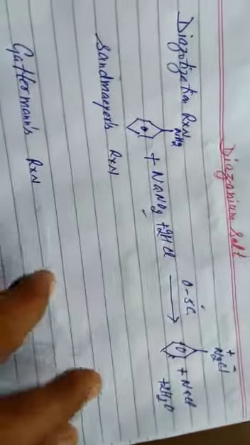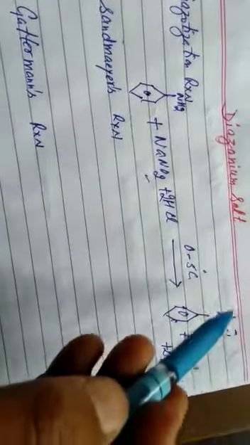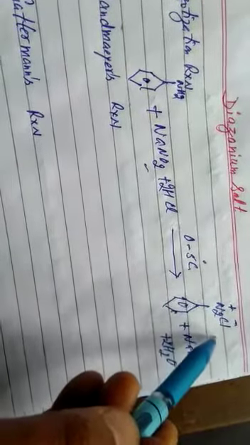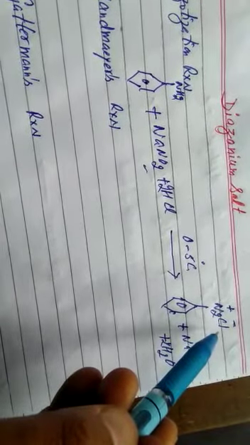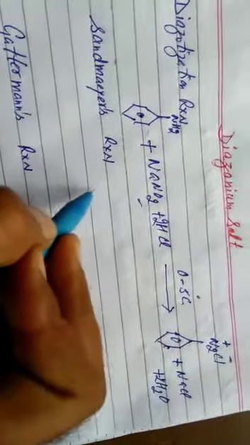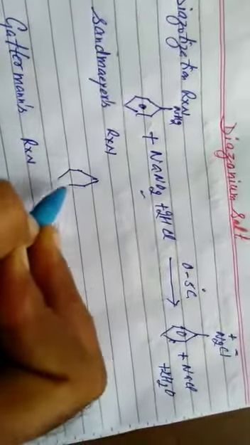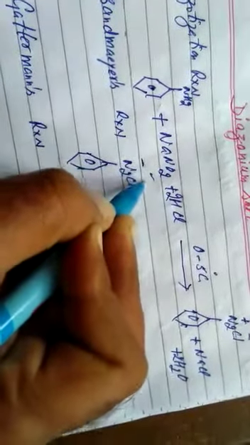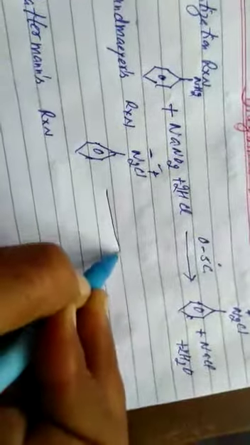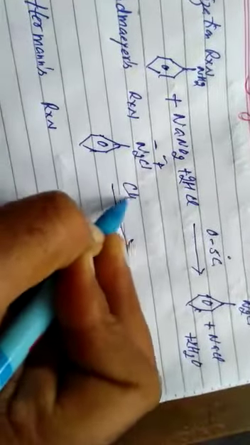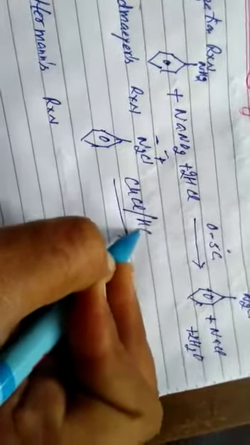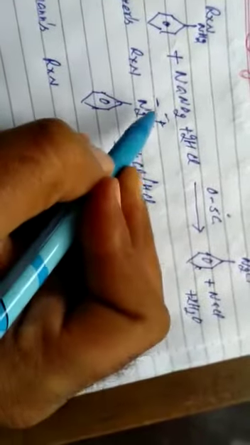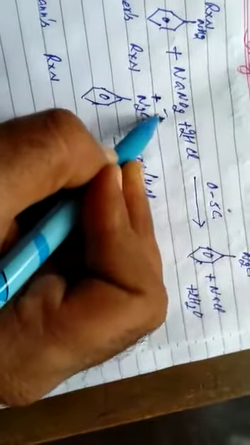Second is Sandmeyer's reaction. That's the reaction in which diazonium ion group is replaced. In Sandmeyer's reaction, diazonium ion group is replaced by halogen atom. That is reaction of diazonium salt with cuprous halide in the presence of acid. All of you know diazonium salts are unstable because nitrogen carries positive charge. It is the electronegative atom.